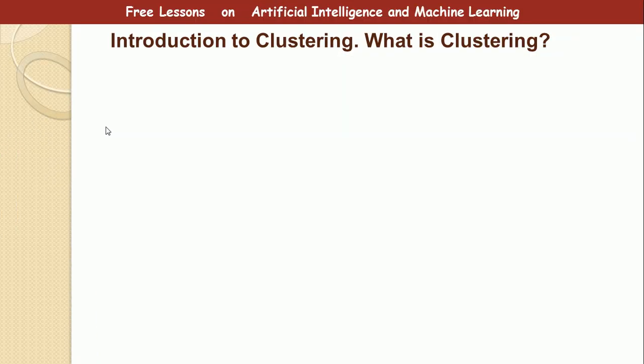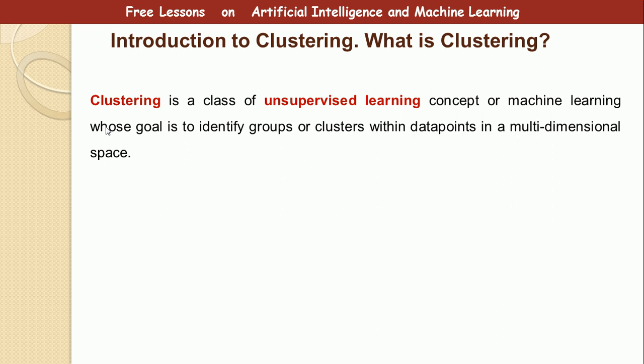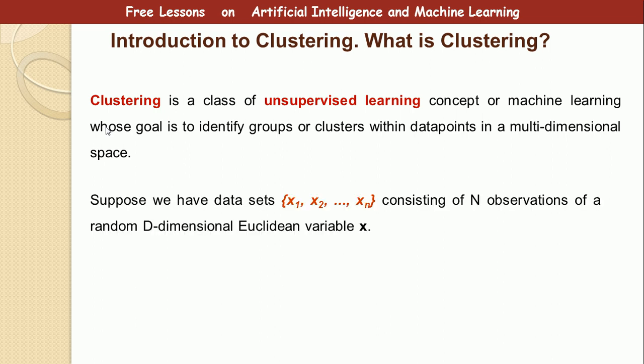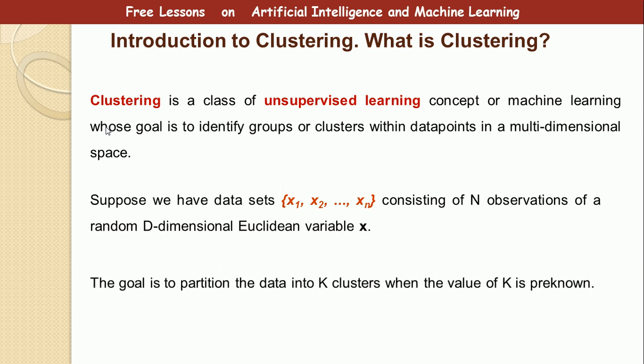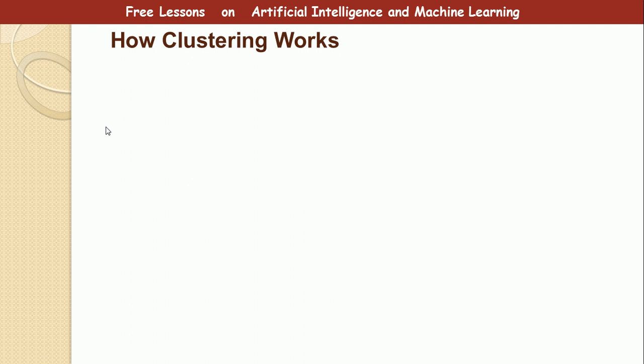So let's take the first part, introduction to clustering. As I've mentioned before, clustering is a class of unsupervised learning concepts whose goal is to identify groups or clusters within data points in a multidimensional space. So if we have a data set x1, x2 all the way to xn, consisting of n different samples of a random variable x, the goal is to partition the data into k clusters when the value of k is pre-known.